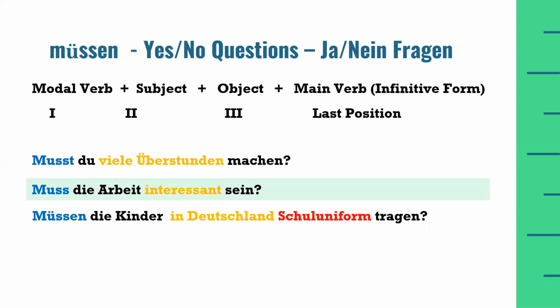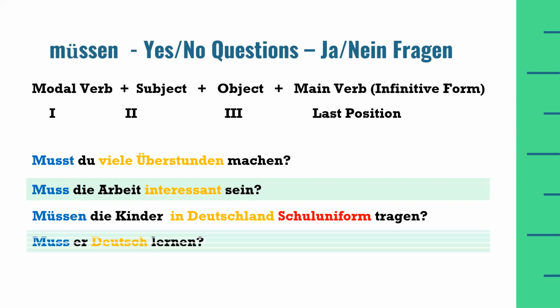If the subject is plural, then müssen will remain müssen, like in this example. Then comes in Deutschland, Schuluniform, and then tragen is the verb which means to wear or to carry. And in this sentence, we are using this main verb at the last position of the sentence, following the sentence structure that we have explained earlier.